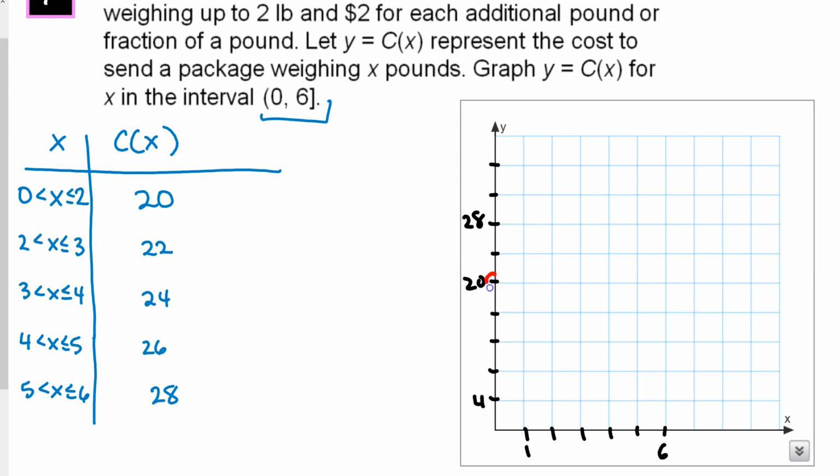So that would mean open circle on 0, go across till you get to 2. And then between 2 and 3, $22. So right up here, $22, and then between 3 and 4, $24. Between 4 and 5, $26. And between 5 and 6, $28. So most of the steps followed a pattern. They were the same width and the same distance apart, but the first step was different.